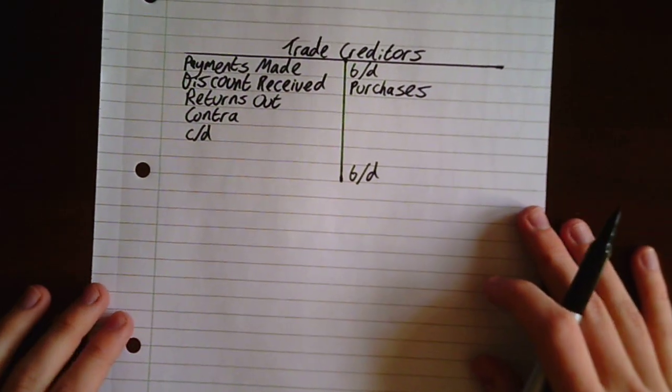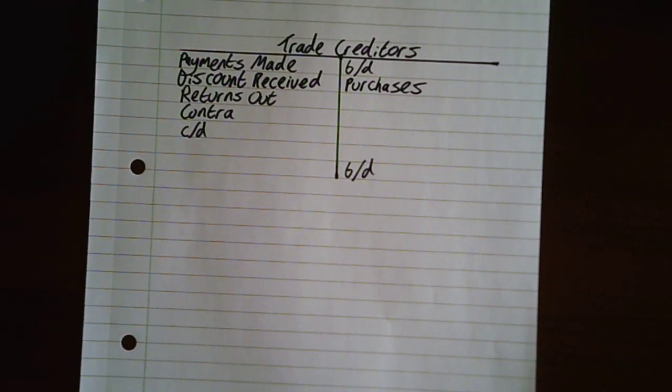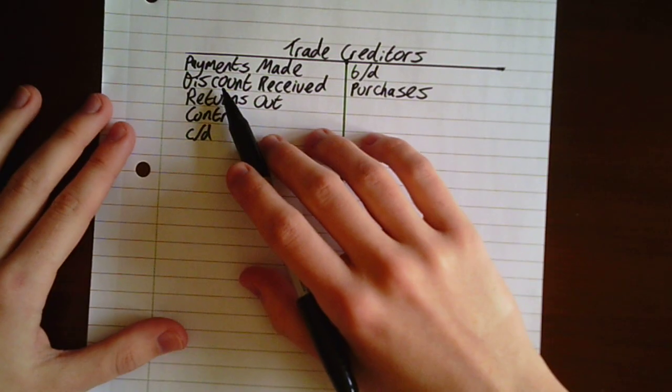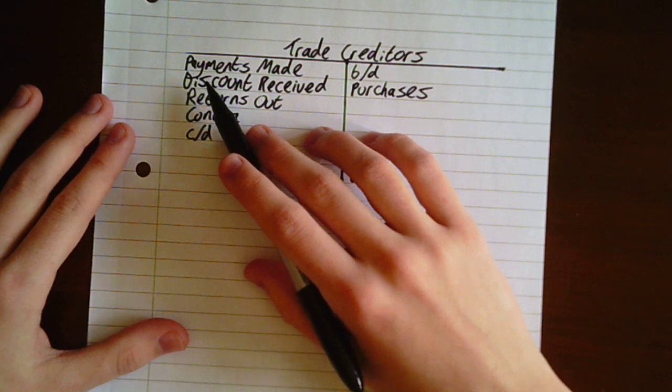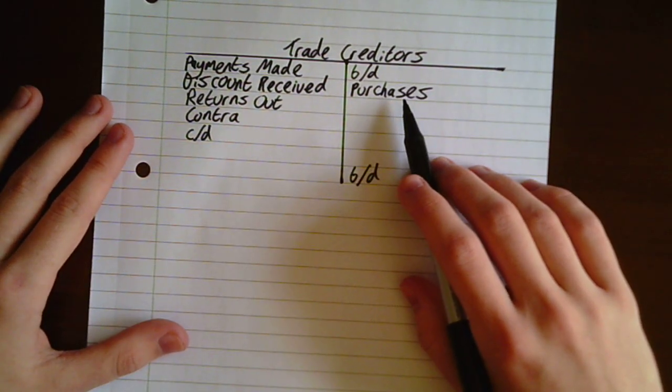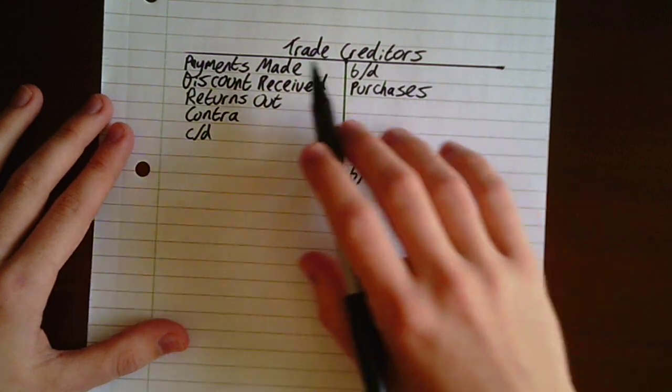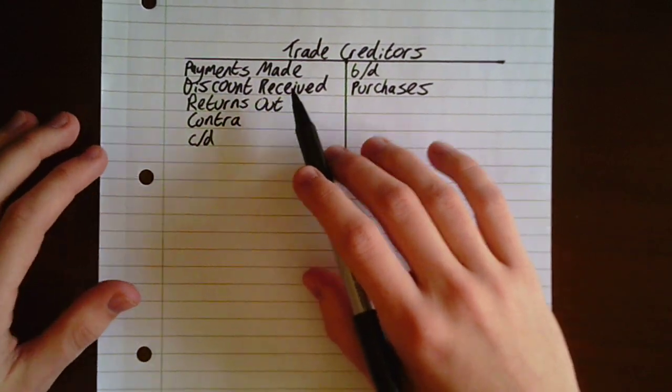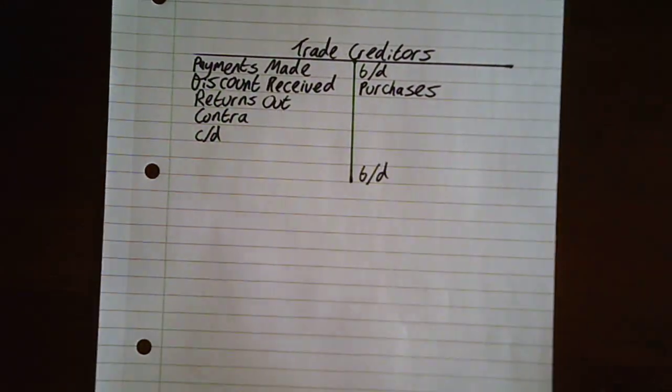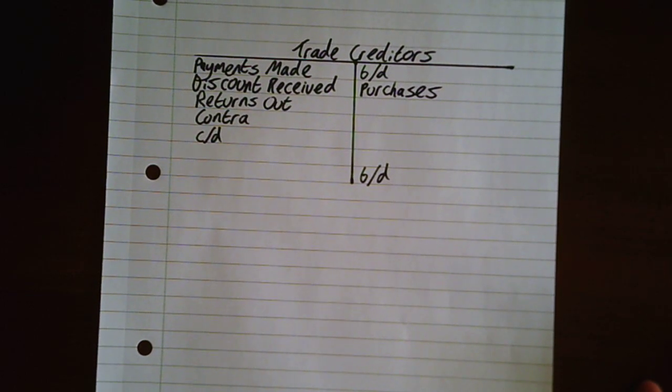So now what I can do is trade creditors. I've done this one already. It's really a reverse of trade receivables. Sales on the trade receivables account were on this side, but it's just the opposite. Purchases on this side. We had payments received before, now we have payments made; we had discount allowed before, and returns in before. It's just the complete opposite really.